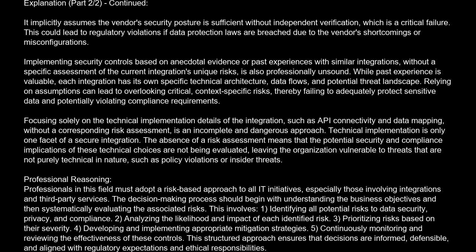While past experience is valuable, each integration has its own specific technical architecture, data flows, and potential threat landscape. Relying on assumptions can lead to overlooking critical, context-specific risks, thereby failing to adequately protect sensitive data and potentially violating compliance requirements. Focusing solely on the technical implementation details of the integration, such as API connectivity and data mapping, without a corresponding risk assessment, is an incomplete and dangerous approach.